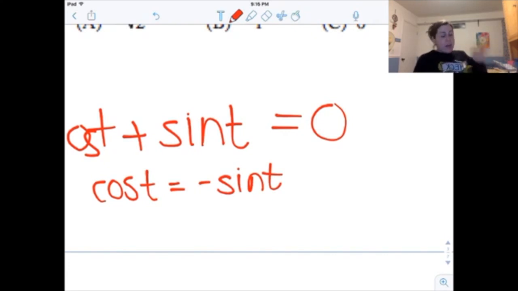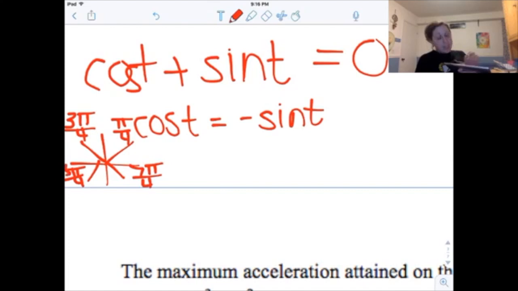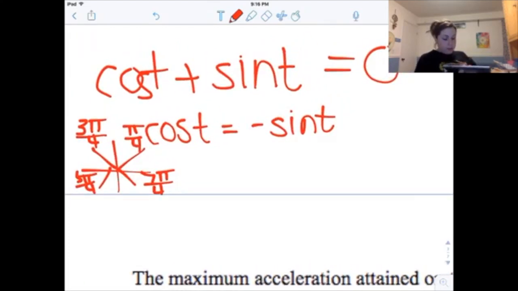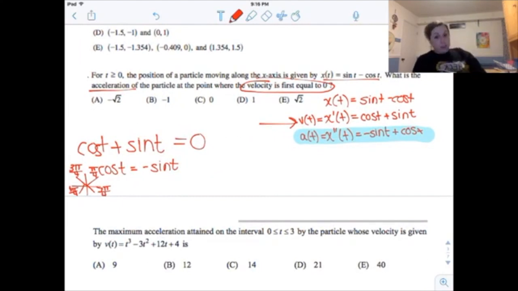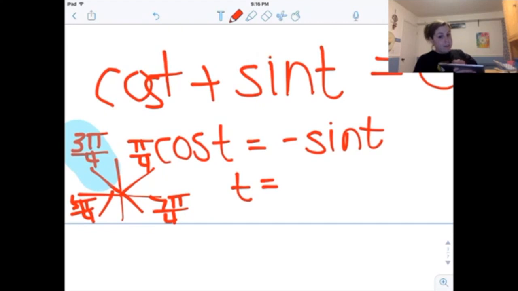They have the same absolute value at reference angles of pi over 4. So think about your unit circle, pi over 4, 3 pi over 4, 5 pi over 4, and 7 pi over 4. And I want to know when this first happens. And they tell me t is greater than 0. So in this quadrant, sine and cos are both positive. So it's not that. In this quadrant, sine and cos are opposite signs. One is positive, one is negative. So the first time this happens is at t equals 3 pi over 4.